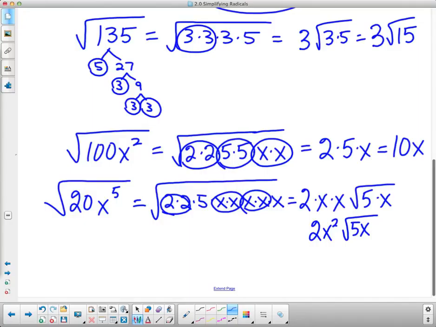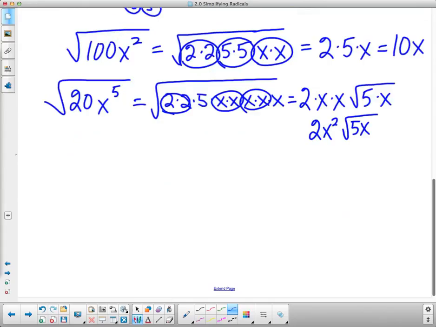Thumbs up or down? How are we doing? Making sense? Okay, looks like we're doing pretty good on that. All right. If there's more than one variable, then you're just going to have more than that. Let's do one more and then we'll move on to the next thing. Square root of 121ab to the 3rd.